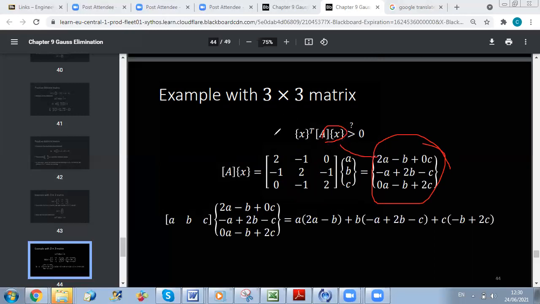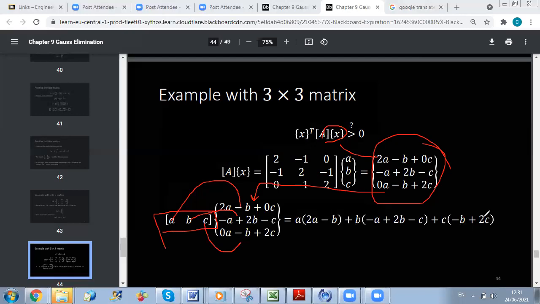Please pay attention to the order of multiplication. You cannot commute when you deal with matrices. So now we will take the transpose of x, which is (A, B, C), times the result we got from A times x. It will be very simple to calculate now. We will just obtain a number. So we just do A times (2A minus B) plus B times (minus A plus 2B minus C) plus C times (0A minus B plus 2C).